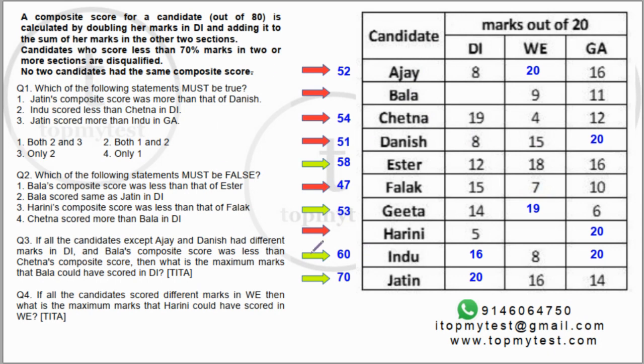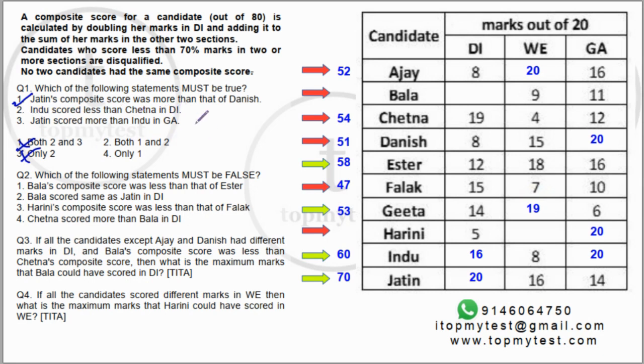All we have to do is go to the questions now, because we cannot do much about these. Let's go to the questions. Which of the following must be true? Jatin's composite score was more than that of Danish. Jatin actually has the highest, so first statement is true. So this is out, this is out. Let's look at the second one.